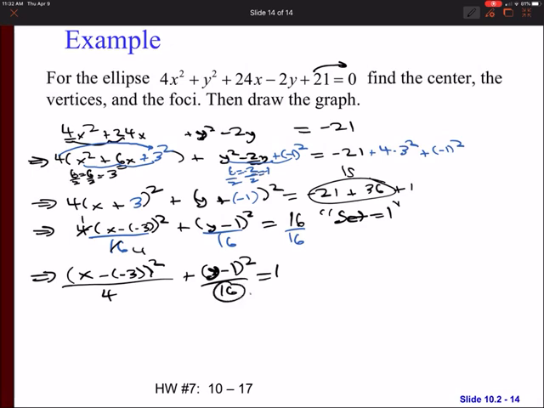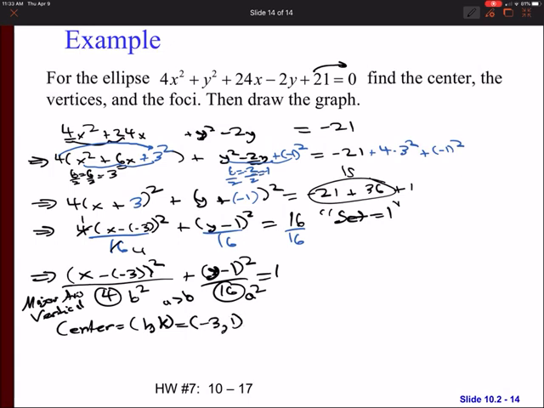So this time, our larger denominator is under y. So if we talk about our major axis in this example, it is vertical. So to show you the difference, remember a is always greater than b. So with that, let's go ahead and write our center point, h and k. So we got negative 3 and 1 for the center point. And as we're looking at the vertices, that's where we need the value of a. So what does a equal? So if a squared is 16, we know that a equals 4.